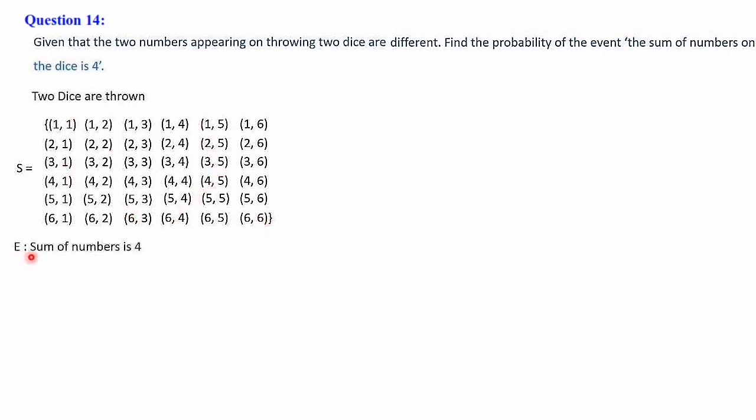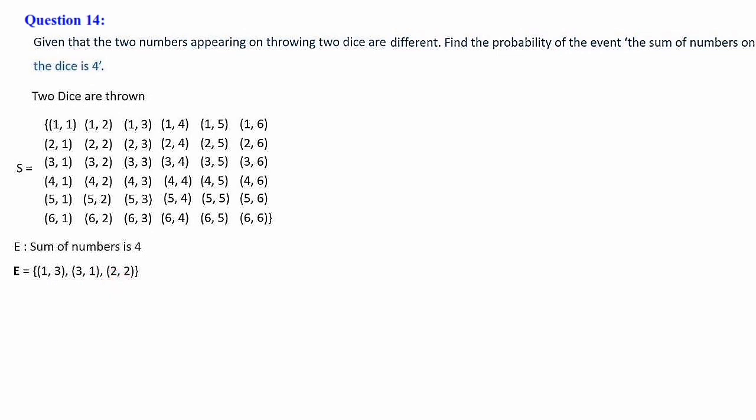Let's take the event E. The sum of the numbers is 4. That is what is given to us. The sum of the numbers is 4. Means the possible outcomes of E are, you can look at this sample space and write down 1 3, 3 1 and 2 2.